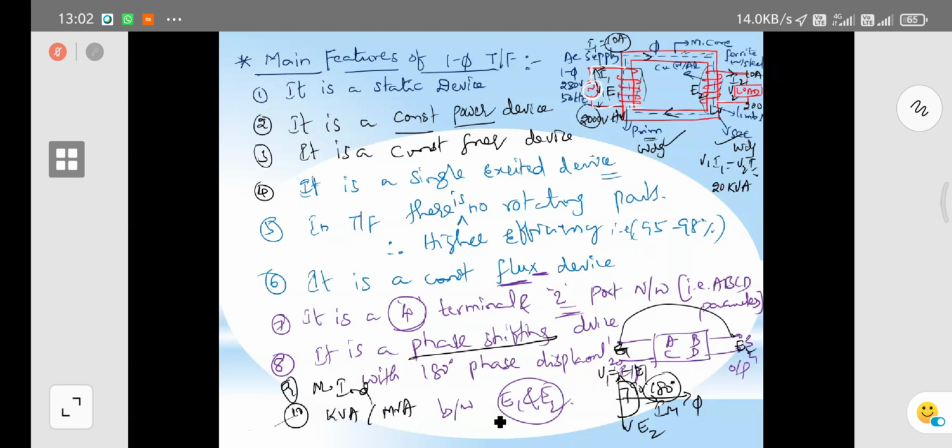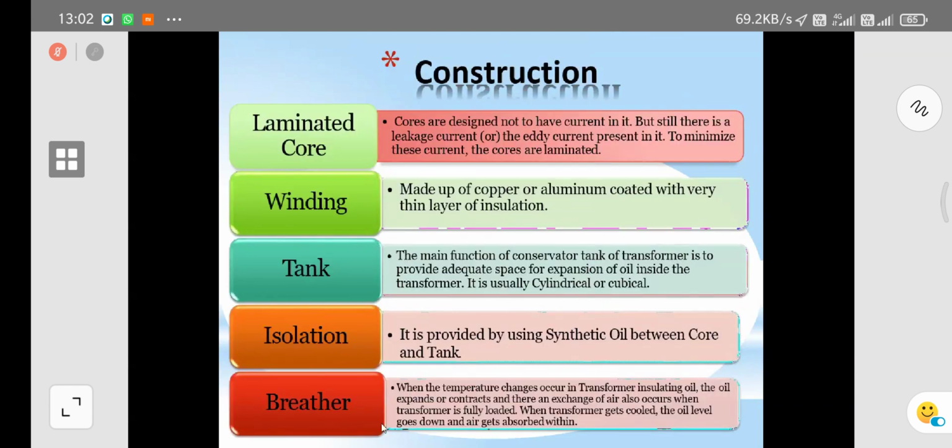These are the features of single phase transformer. The next point is the negative feedback circuit here. The transformer is also called a negative feedback circuit. So that is the 11th point here. These are the points.